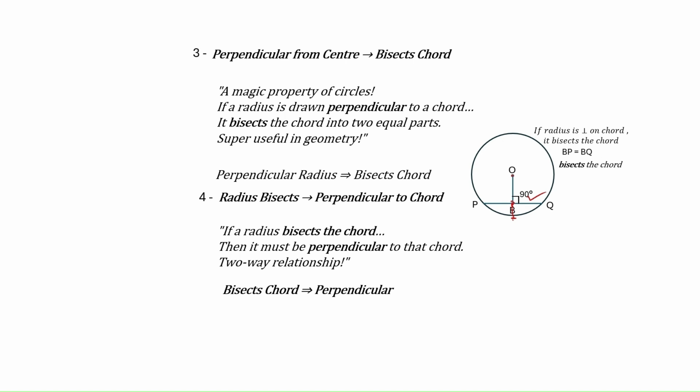The radius will bisect and be perpendicular to the chord. If the radius bisects the chord, then it must be perpendicular to the chord. It is a two-way relationship: bisects the chord means perpendicular. The radius will be perpendicular. If it is not perpendicular, it will not bisect.